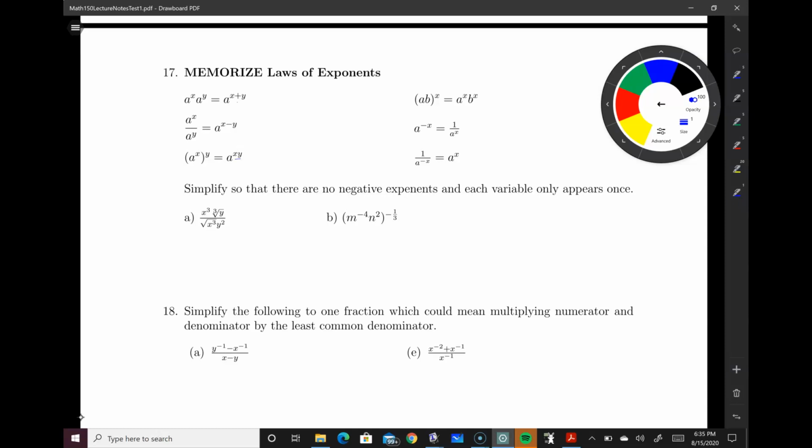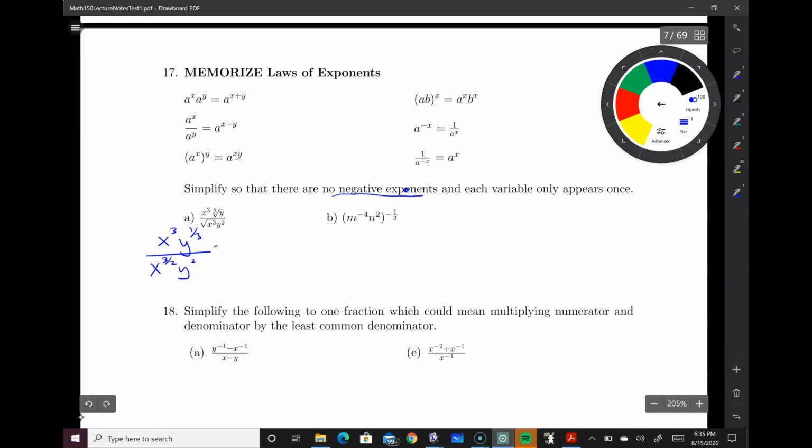So if you had something like this, you need to simplify, make no negative exponents, and have every variable appear only once. So I would just rewrite this so I can see what their powers are. You know that's to the 1/3. And so this is square root of x cubed. So you know that that's power over root.